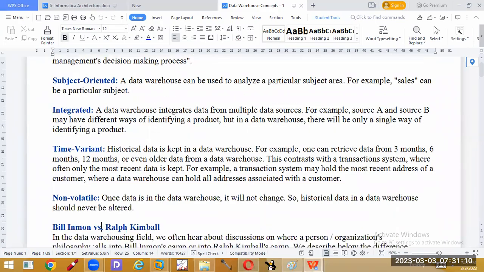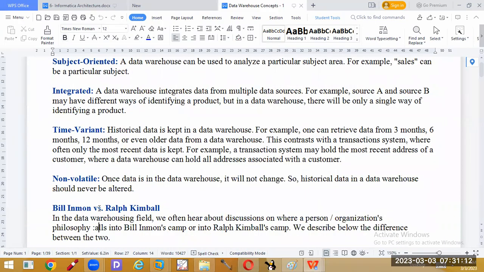The third one is time variant. Time variant means your historical data is kept in your data warehouse, right? For example, one person can retrieve data from 3 months, another can retrieve data from 6 months, another person can retrieve data from 12 months. That's why we store the data as historical. That is called time variant, or even older data from your data warehouse.